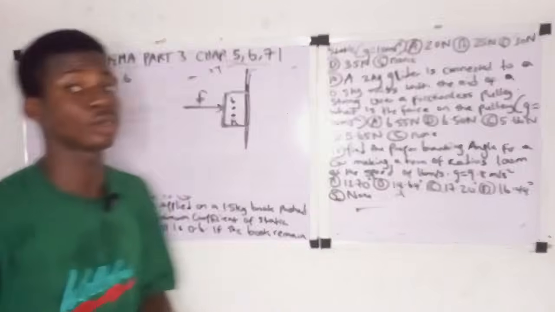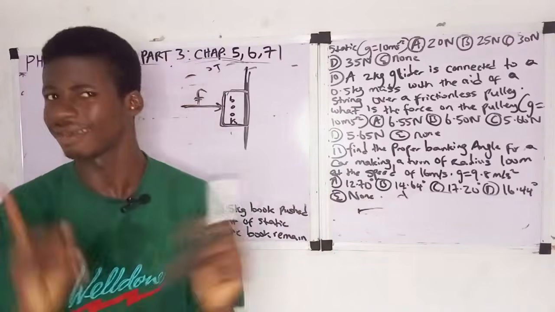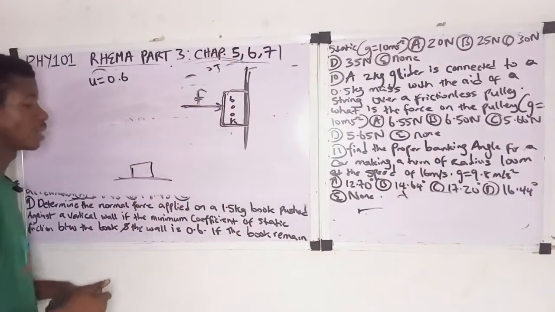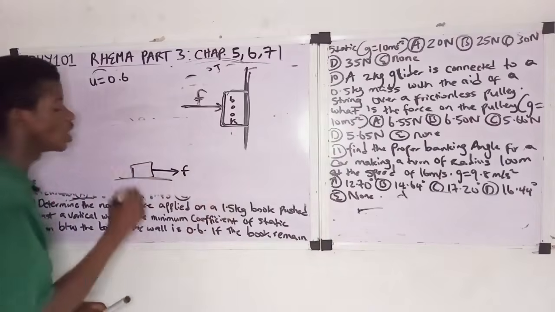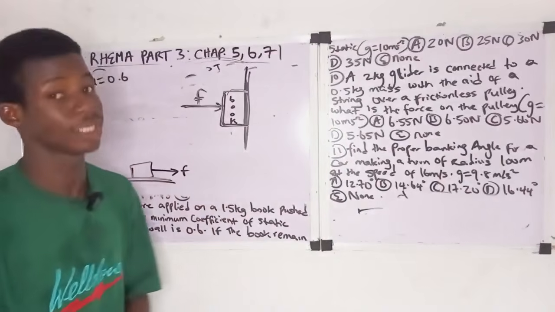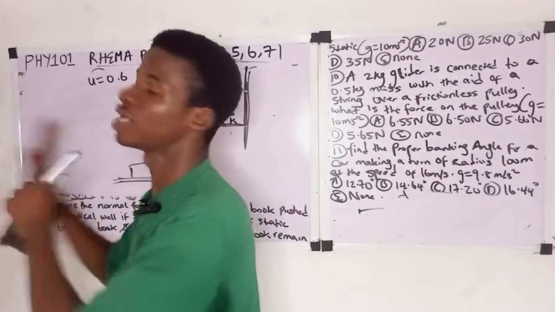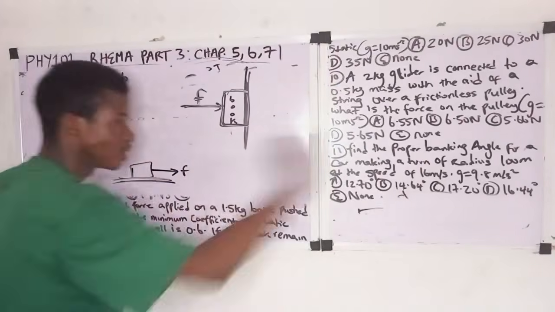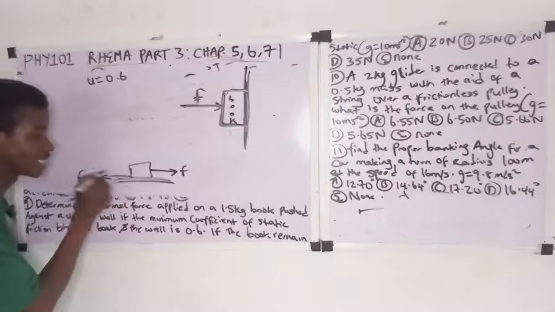Frictional force is that force that usually opposes motion, right? Let's say for example this is a block, and the block is moving towards this side by a force. Frictional force goes opposite to the direction of motion. So if this is the direction of motion of this block, the friction will go towards the other side.